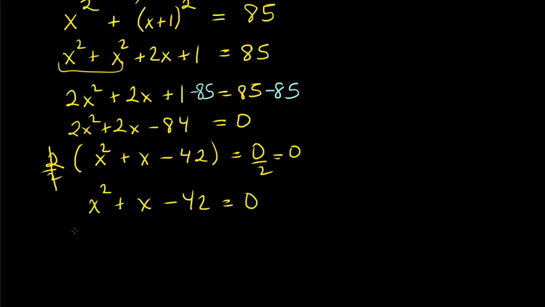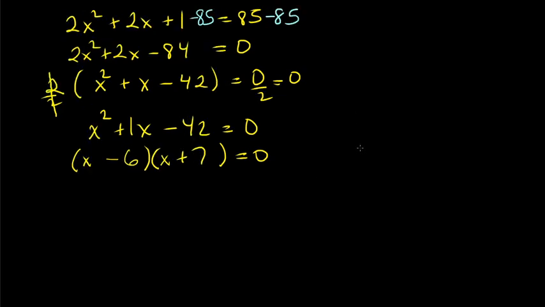So how do we solve this? Usual way, factor it. What two numbers multiply to negative 42 and add to positive 1? There's an invisible 1 there. And surely you got negative 6 and positive 7, right? Negative 6 times 7 is negative 42, and negative 6 plus 7 is 1. So if x minus 6 equals 0, x is 6. And if x plus 7 equals 0, x is negative 7.